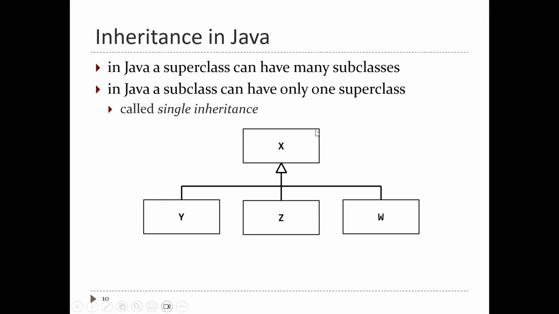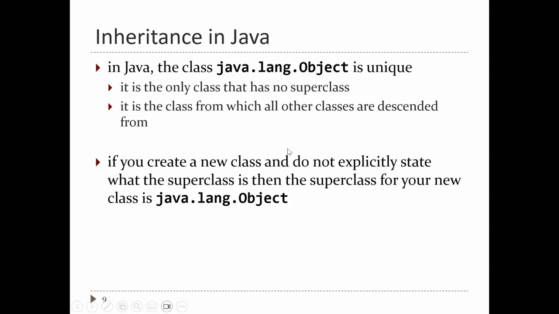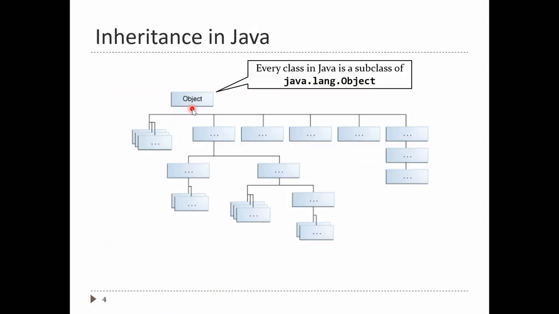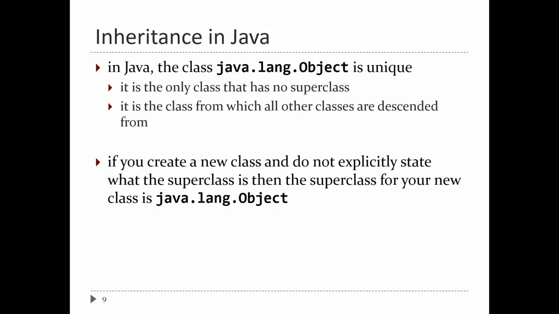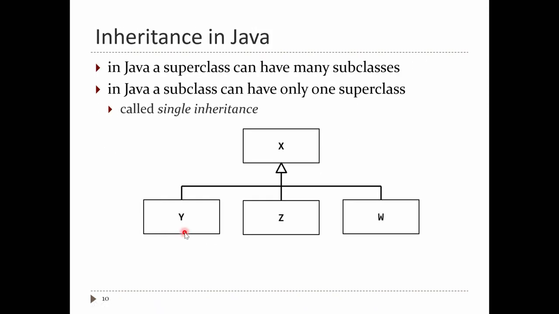So in Java, a superclass can have many subclasses. Back here again, Object has many subclasses, and people can add other subclasses as well. So a class can have many subclasses, but in Java, each subclass has exactly one superclass. So every child class has exactly one parent class. In Java, this is called single inheritance.